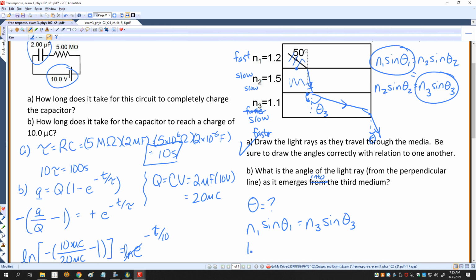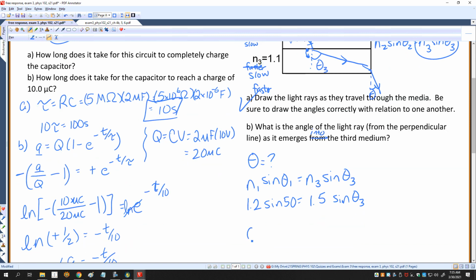So this is going to be 1.2 sine of 50 is equal to 1.5 sine of theta 3. So theta 3 then is the inverse sine of 1.2 sine of 50 divided by 1.5. And that's 38 degrees. So that's the answer, 38 degrees.